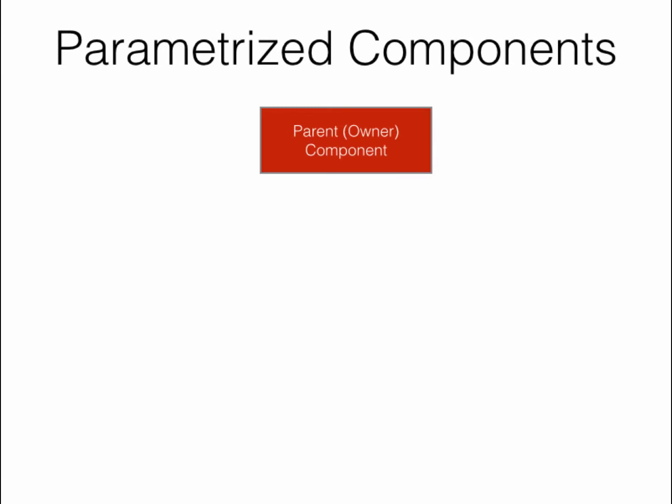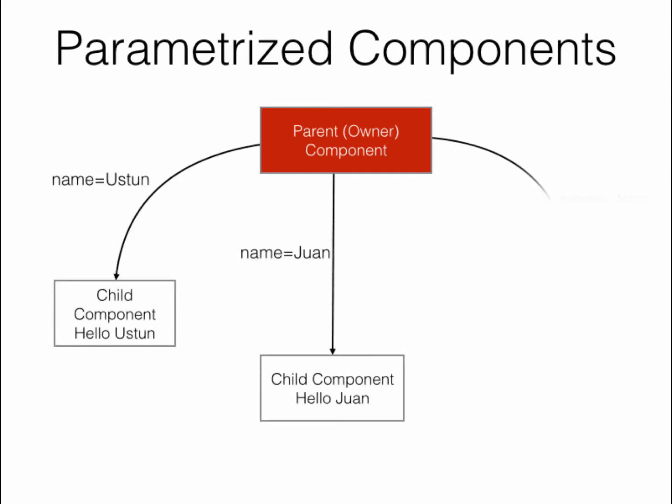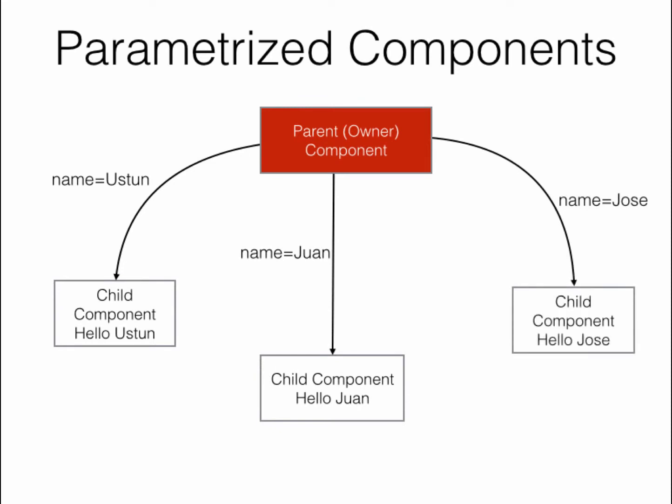So how is it going to happen? The parent, or the real name is the owner component, can pass properties to its child components. So it can pass name is Üstün, name is Özgür, name is Jose, etc. And those will be passed as an object to the child component, a normal JavaScript object. Name Üstün, name Özgür, etc. So these are called properties or props in React terminology. So whatever the parent passes to the child is a property.